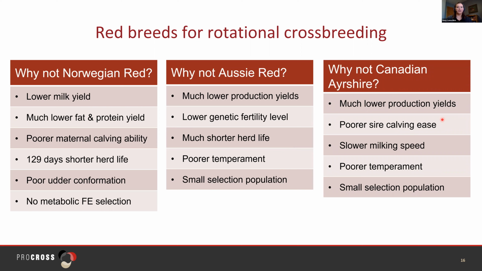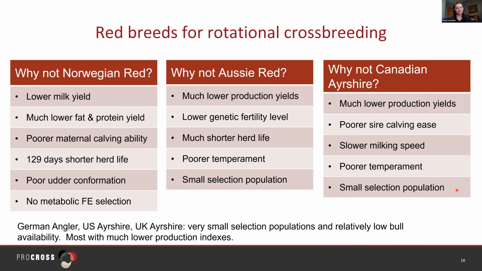Canadian Ayrshire, again, they struggle on production, the poor sire calving ease, the functional traits of milking speed and temperament. Again, there are really small selection populations of about 6,400 cows in Canada. And the same actually holds true for some other red populations. German Angler, US Ayrshire, and UK Ayrshire are very small populations too.